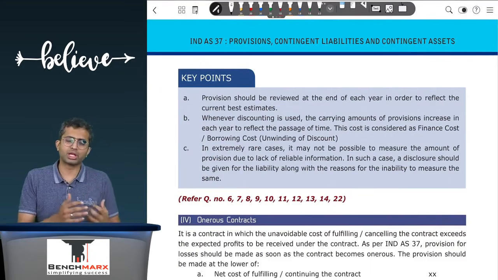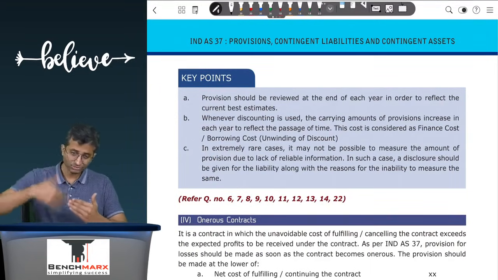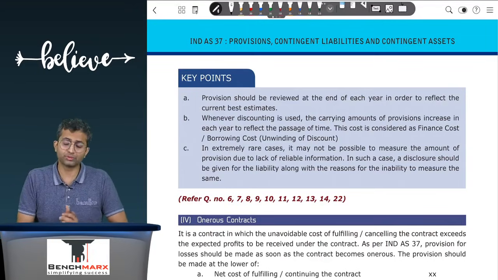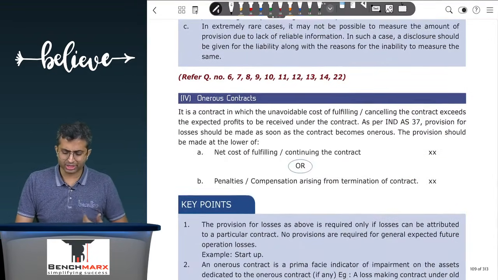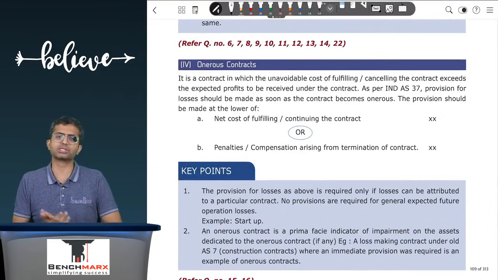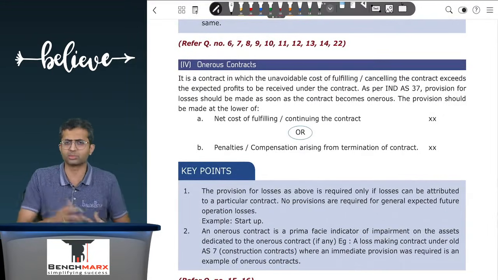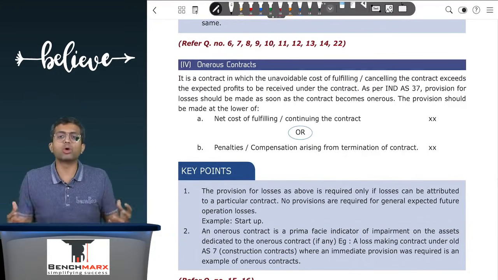If you had recognized the provision on a present value basis, like site restoration provision, you will then have to unwind this provision over the period of time, and the unwinding amount is to be taken in the P&L in the form of finance cost. Then there are two important special cases in this contract. One, there is something called an onerous contract. Onerous contract is like a burdensome contract, which is a contract where there is an unavoidable loss.